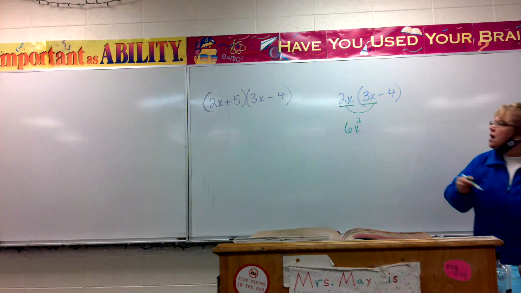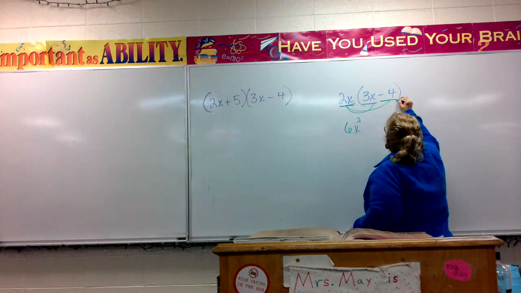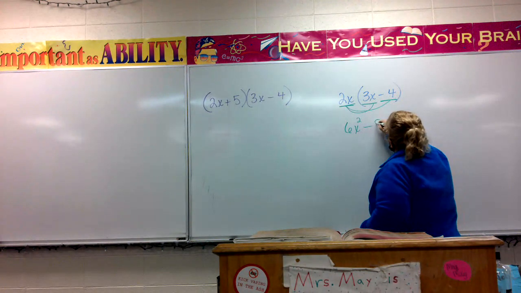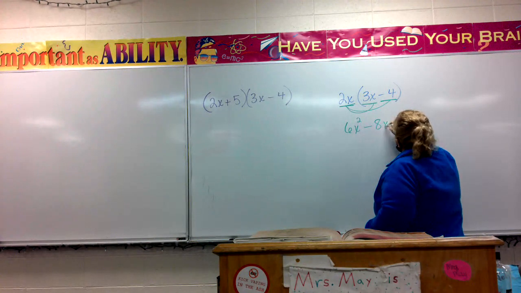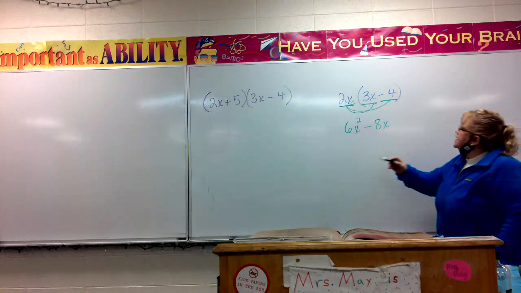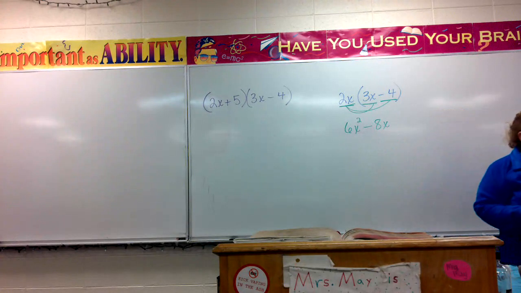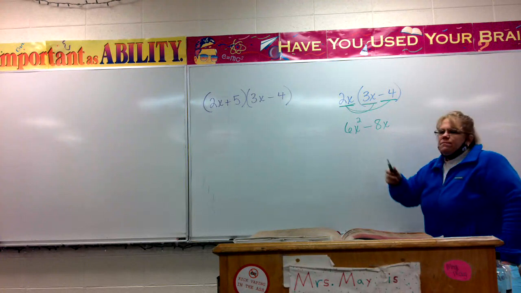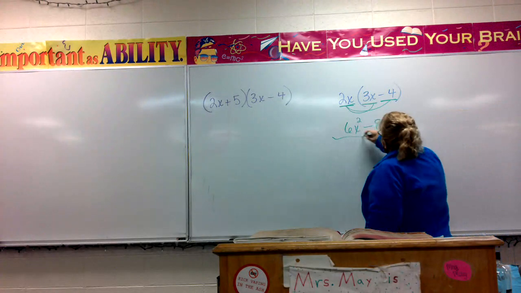Agree? And then we move over and do the 2x times negative 4. What's 2 times negative 4? Negative 8. And then x, and so like that. 6x squared minus 8x. And again, we're not allowed to put these two together because they're not like terms. They either both have to be regular old x's or they both have to be x squared. So that would be it.